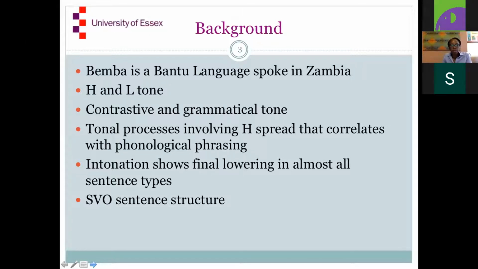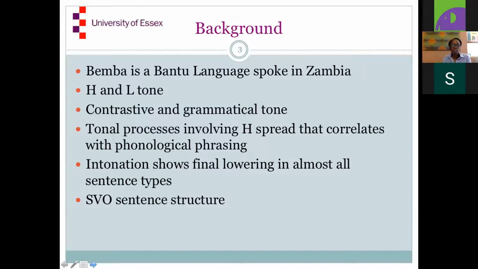And then, like many Bantu languages, there are many tonal processes which involve mainly the spreading of the high tone, which is the most active one. And some of this tonal spreading correlates with phonological phrasing. I only have very little on that, but it might be an interesting and important connection to make as well.